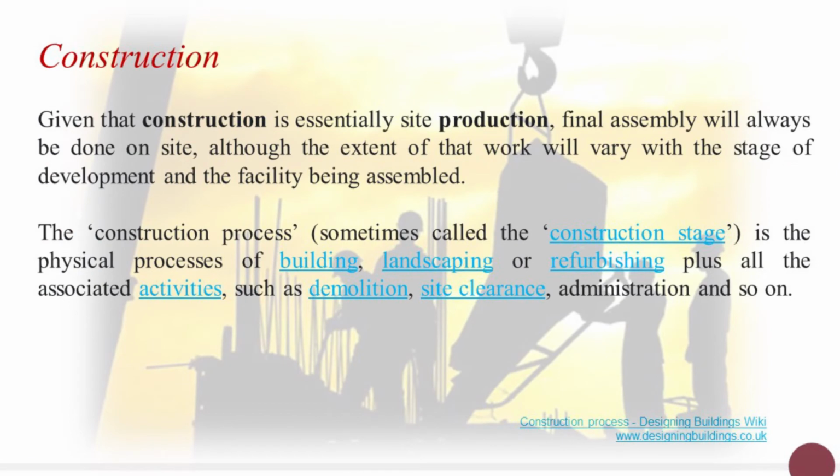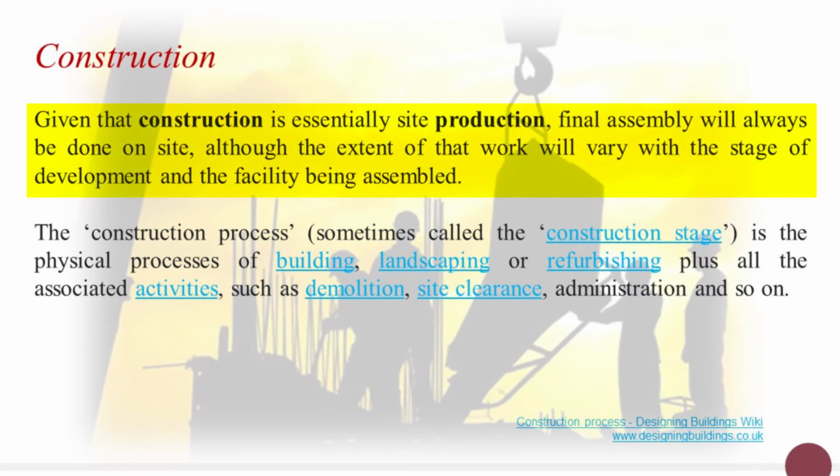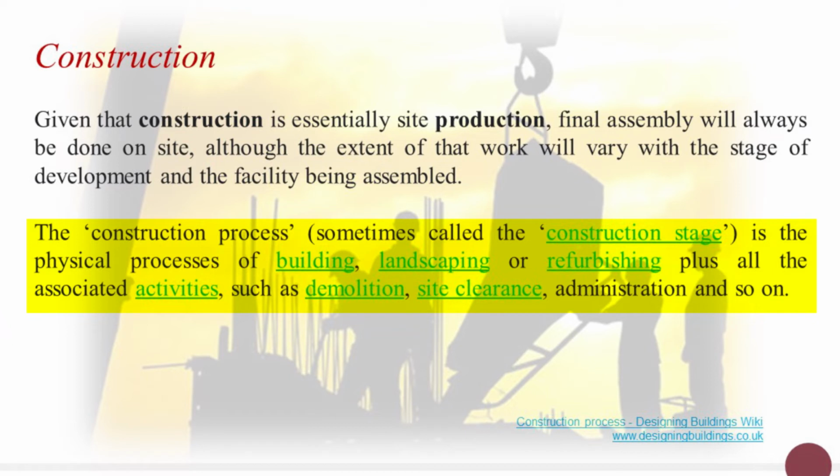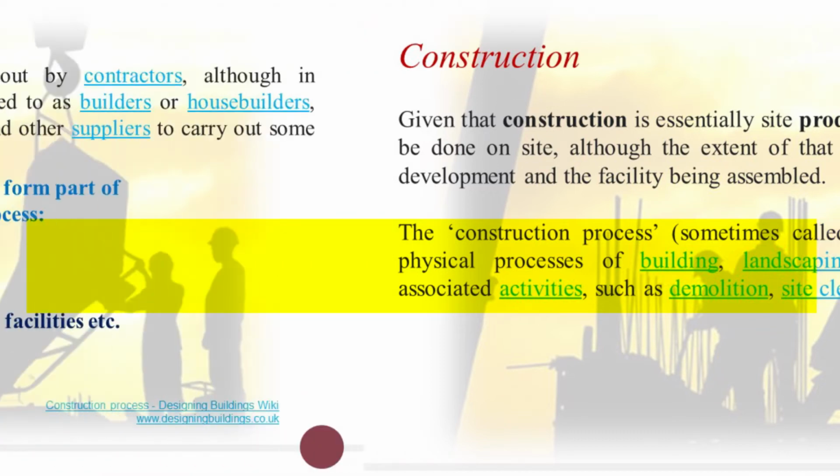The construction economy. Given that construction is essentially site production, final assembly will always be done on site. The construction process, sometimes called the construction stage, is the physical processes of building, landscaping, or refurbishing, plus all the associated activities such as demolition, site clearance, administration, and so on.